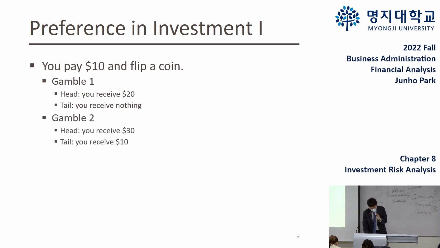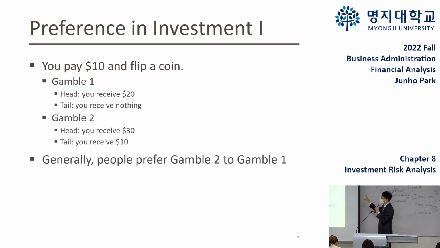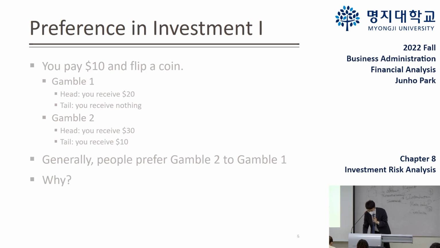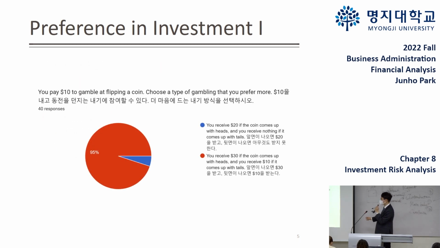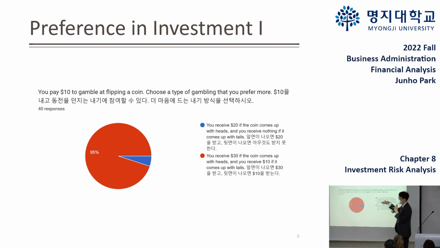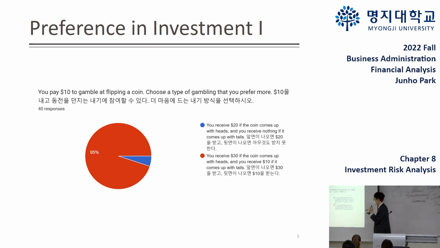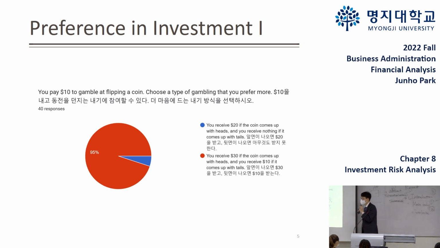So first, we were comparing 2 gambles, and generally people prefer the second one. As you can see, this is the result from the Google form, and 95% of you students, classmates, are choosing the second option, where you receive $30 if you get the head, and you will receive $10 if you get the tail.